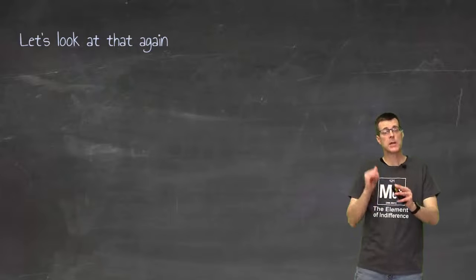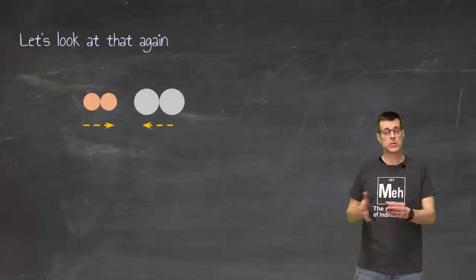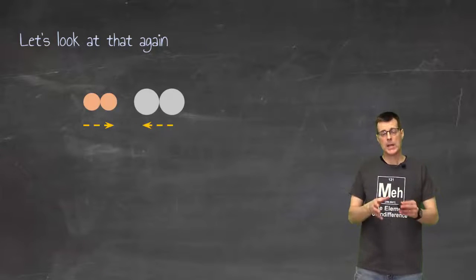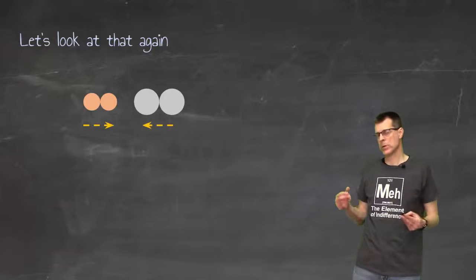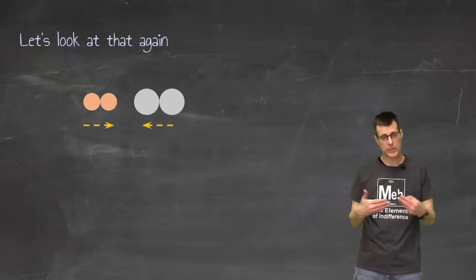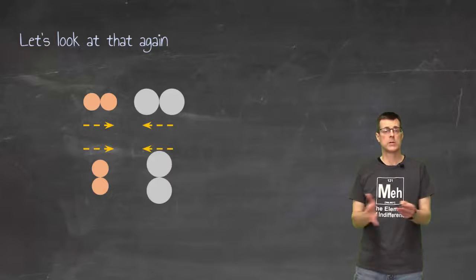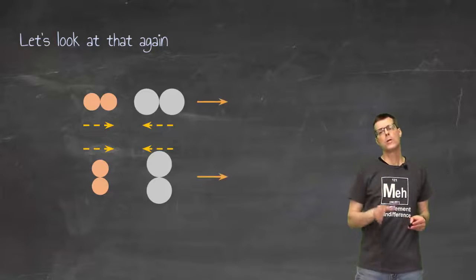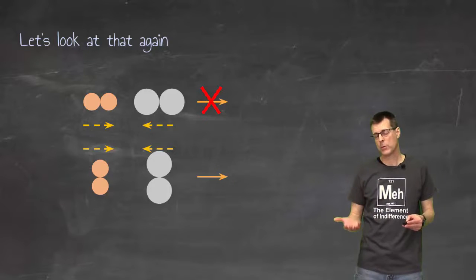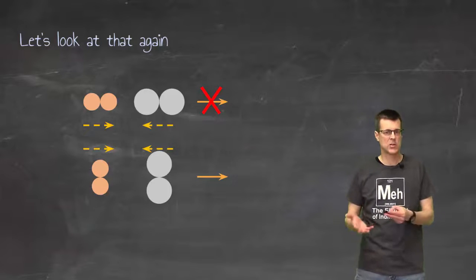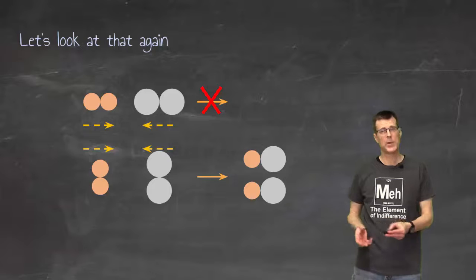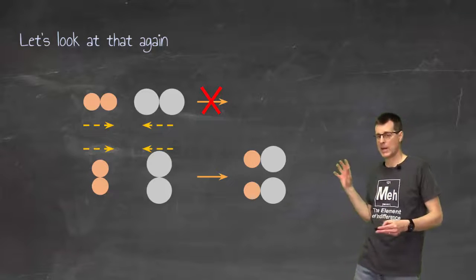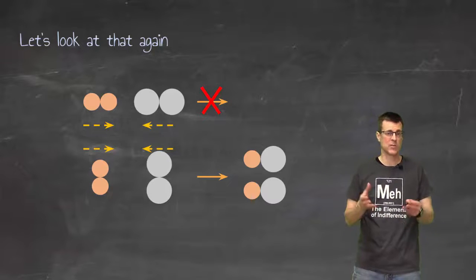Okay, let's look at that previous reaction again, my hydrogen and my iodine. I can collide them in a whole lot of different ways, but we're going to look at two: colliding head on, and colliding side to side. One of those is not going to result in a reaction because the orientation didn't work out. The other one would.